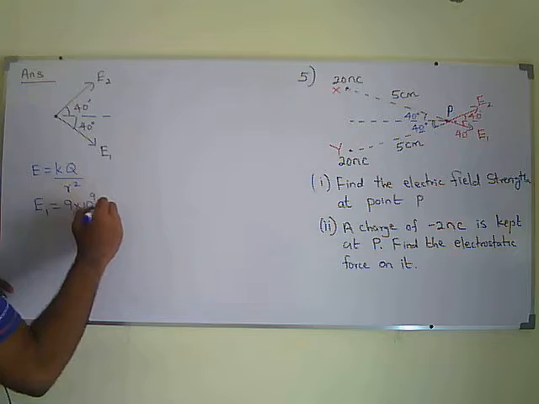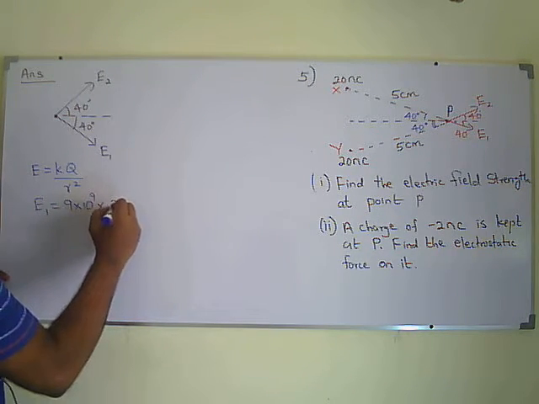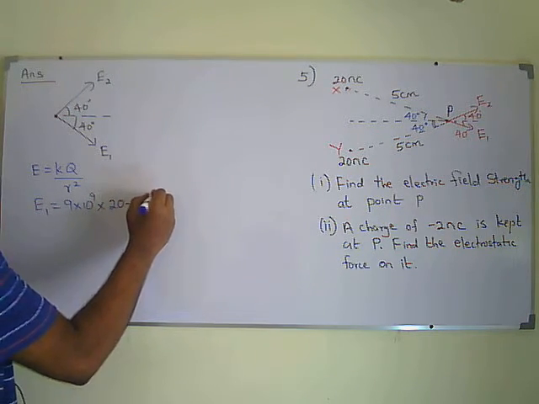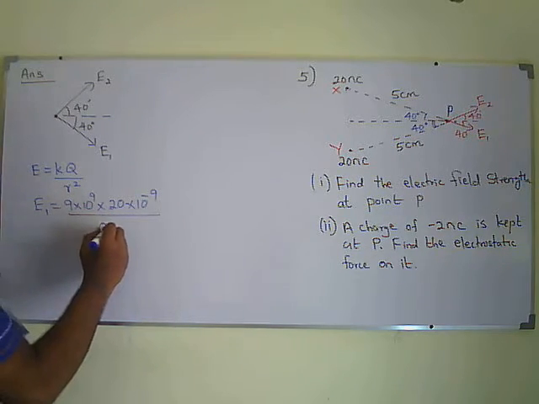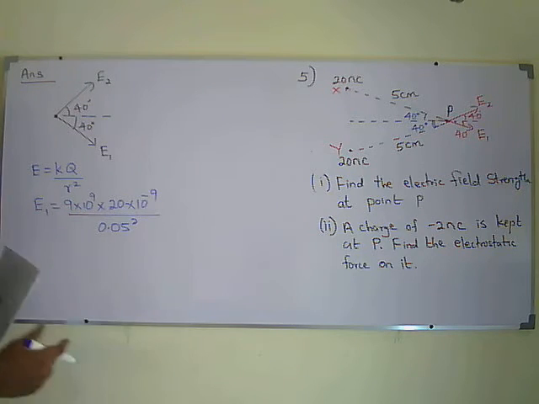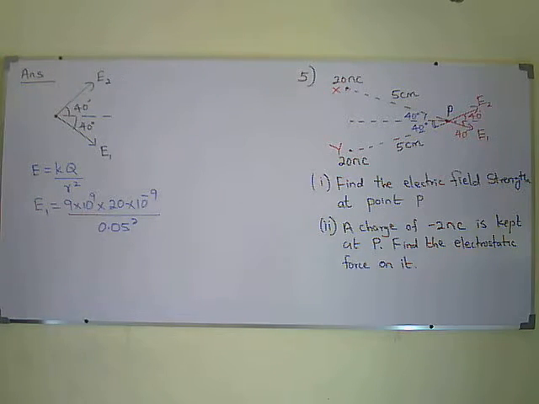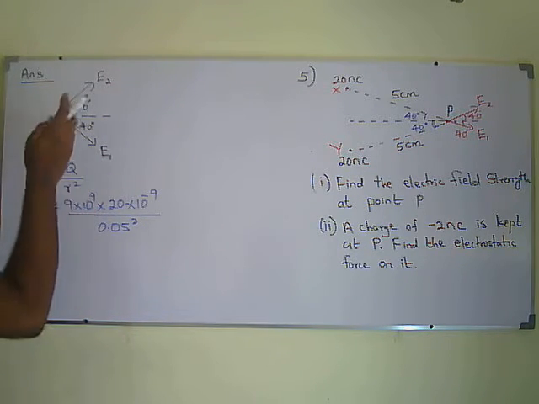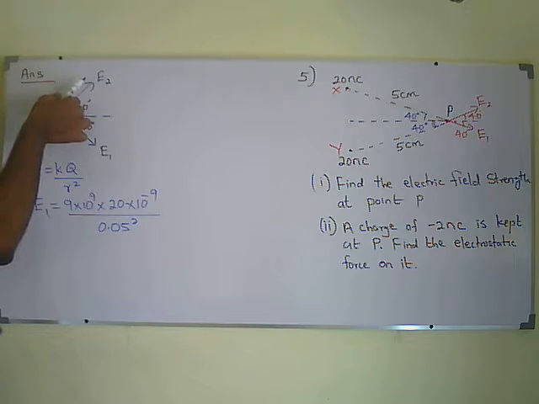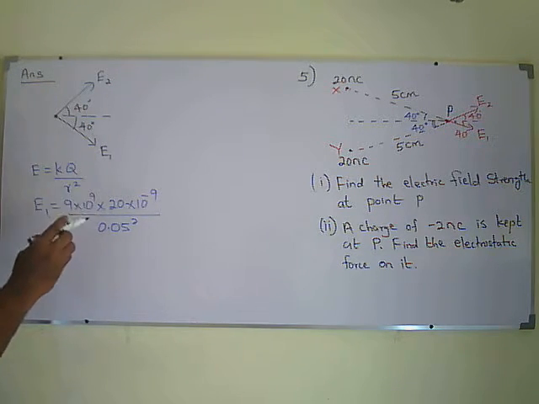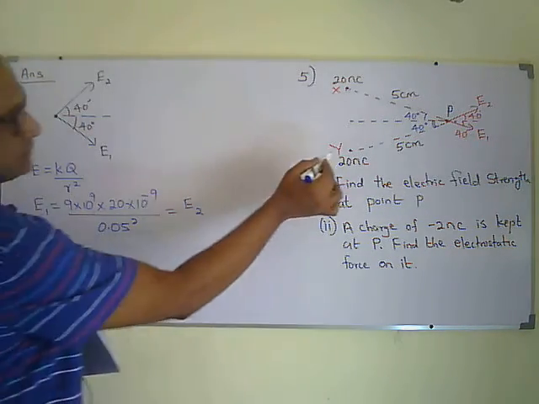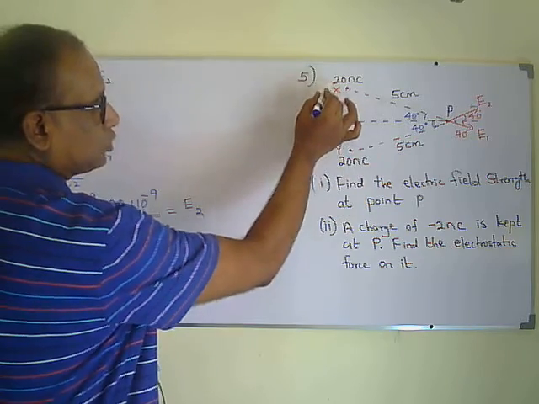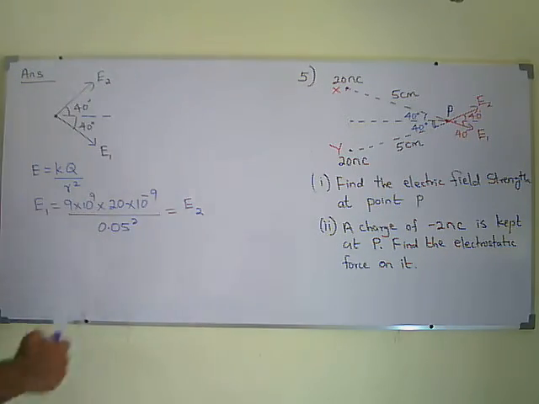It's easy. Q is 20 nanocoulomb, so 20 into nano means 10 to the power minus 9, over R squared. R squared is 0.05 squared. That is E1. I don't need to solve it now, because if I resolve these two in the vertical direction, both will have the same magnitude. E2 also will be the same, because same charge, 20 nanocoulomb, same distance. So that also will be the same.